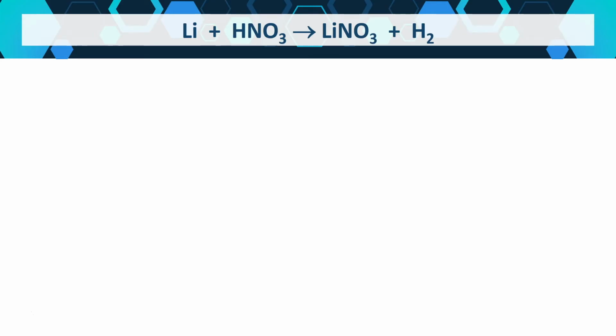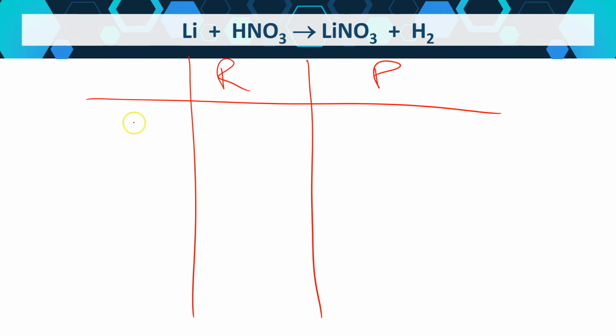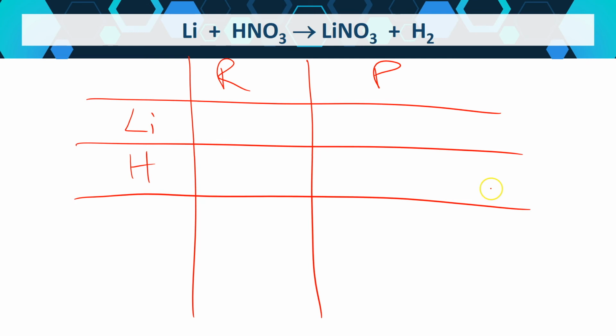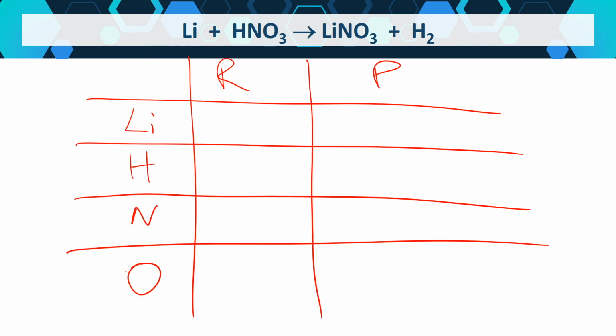Alright, second last one, lithium plus nitric acid goes to lithium nitrate and hydrogen gas. So reactants, products, and then we've got lithium, hydrogen, nitrogen, and oxygen. Alrighty, so lithium 1, hydrogen 1, nitrogen 1, oxygen 3. Lithium 1, nitrogen 1, oxygen 3, hydrogen 2.